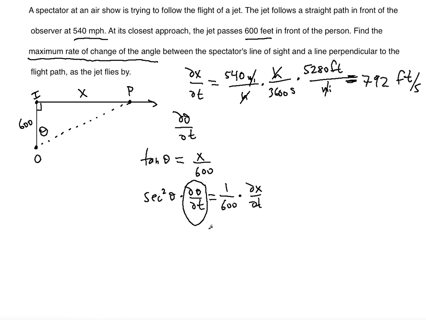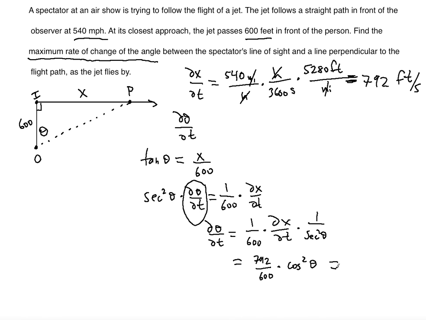d theta dt is equal to 1 over 600 times dx dt times 1 over secant squared theta. And that is equal to 792 over 600 times cosine squared theta, right? Because 1 over secant squared theta is simply cosine squared theta. So what does that give us? Let's see. 1.32 cosine squared theta.